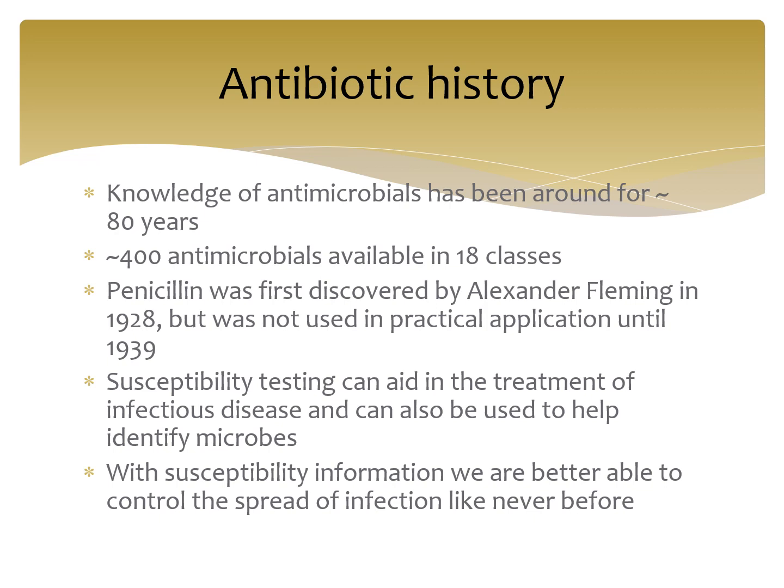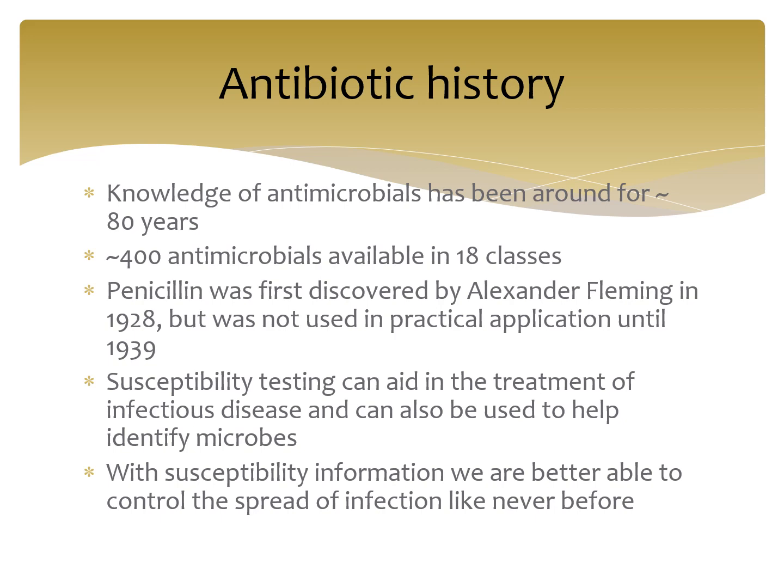Susceptibility testing can aid in the treatment of infectious diseases and can also be used to help identify microbes. For example, we can identify certain microbes based on their antibiogram, and an antibiogram is basically the susceptibility fingerprint of an organism. So for example, we could identify Stenotrophomonas maltophilia by looking at its antibiogram because we can tell that organism is very, very resistant to most antibiotics. With susceptibility information, we are better able to control the spread of infections like never before.